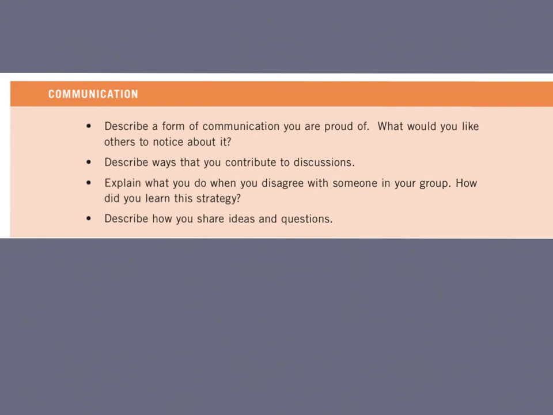And the last one is simply just describe how you share ideas and questions. So what are the different ways that you communicate with your classmates, with your teachers, with anybody within the school? And really, this doesn't have to pertain to in school, but it should be within this last school year, like since September. That's what we're aiming for.